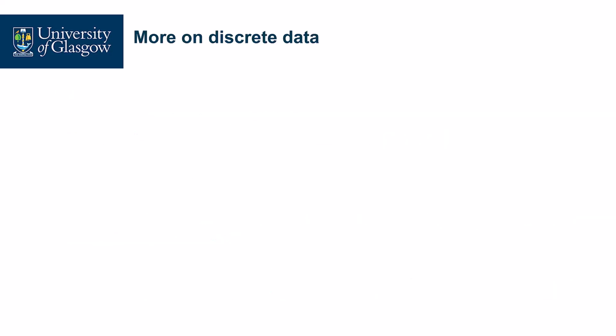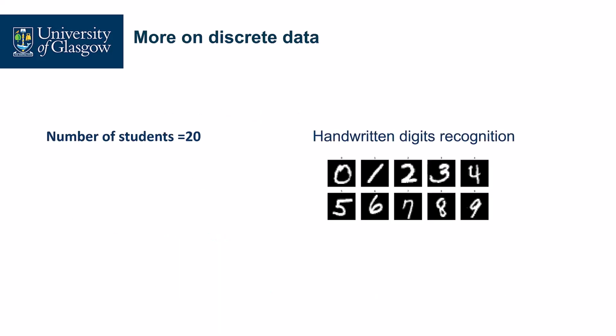Don't mix discrete data with categorical data. For example, the number of students is 20, and there is the handwritten digits recognition from the last session, where we have a handwritten digit and want to recognize which one it is. Both are integers, but they are rather different. The number of students is 20. This is numerical data, although it's a discrete integer. We can say the number of students of class 1 is 20, and class 2 is 25, and the sum of them is what? So we can do arithmetic calculations on them.